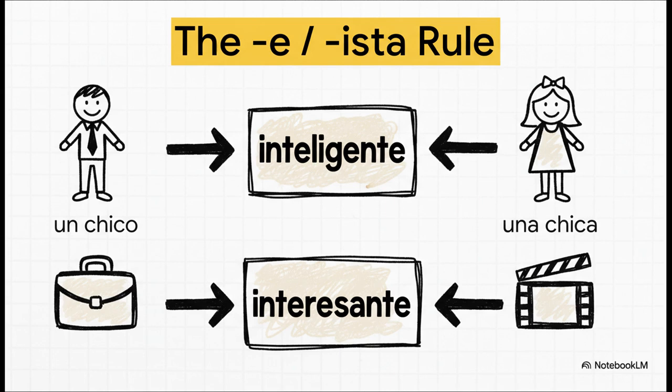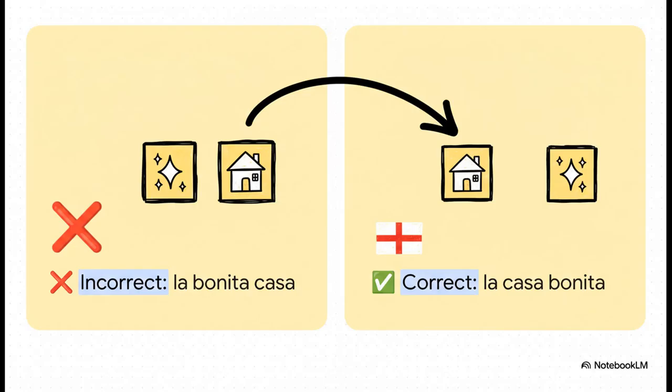And here's the rule you gotta tattoo on your brain. If an adjective ends in e, like inteligente or turista, it's basically gender neutral. It stays the same whether you're talking about un chico or una chica. So, hey, it's actually less work for you. This next one is all about our English-speaking brains. We say the pretty house, so it just feels totally natural to want to say la bonita casa. But in Spanish, most of the time, that order gets flipped right on its head.